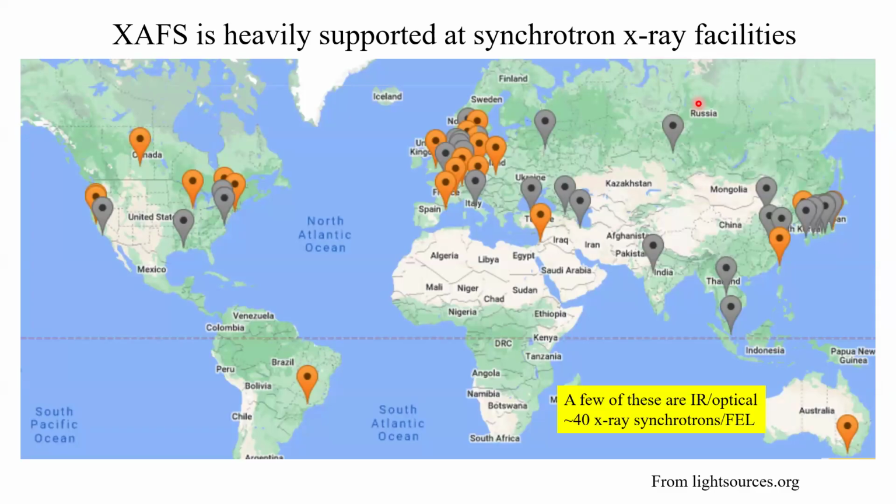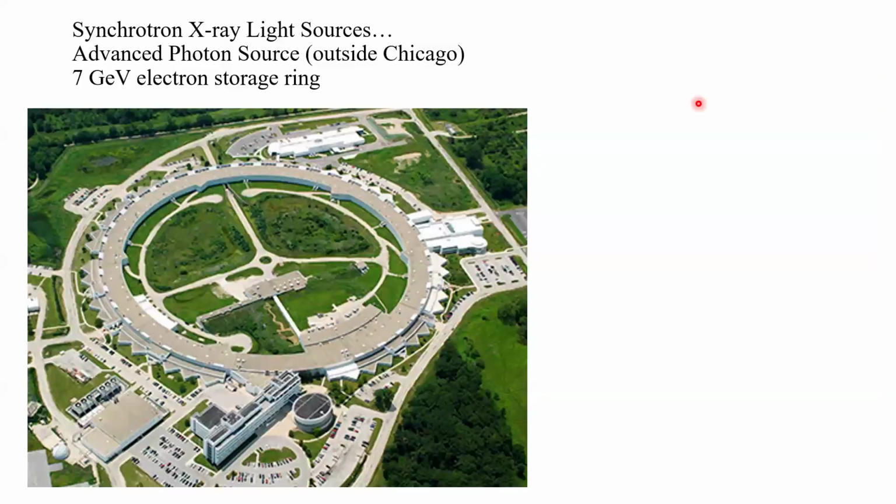This is a map of the world, and each one of the little symbols, most of them, are synchrotron X-ray sources. A few are free electron lasers, not to worry about it. The difference in color has to do with whether they've paid the website or not to be a member. It doesn't have to do with whether it's turned on or not. I'm pretty sure that's right. And there's about 40 synchrotrons around the world. And this would be a typical one.